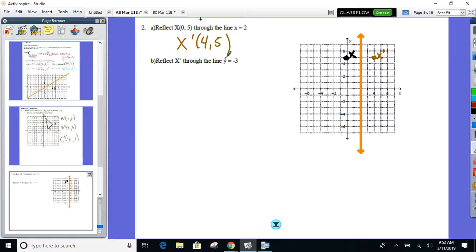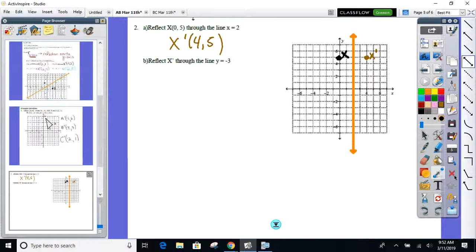All right, reading. Reflect x prime. So I'm not going back to 0, 5. I'm going to stay right here at x prime and reflect this point through y equals -3. What type of line are we working with? Y equals -3. Horizontal now, going through -3.